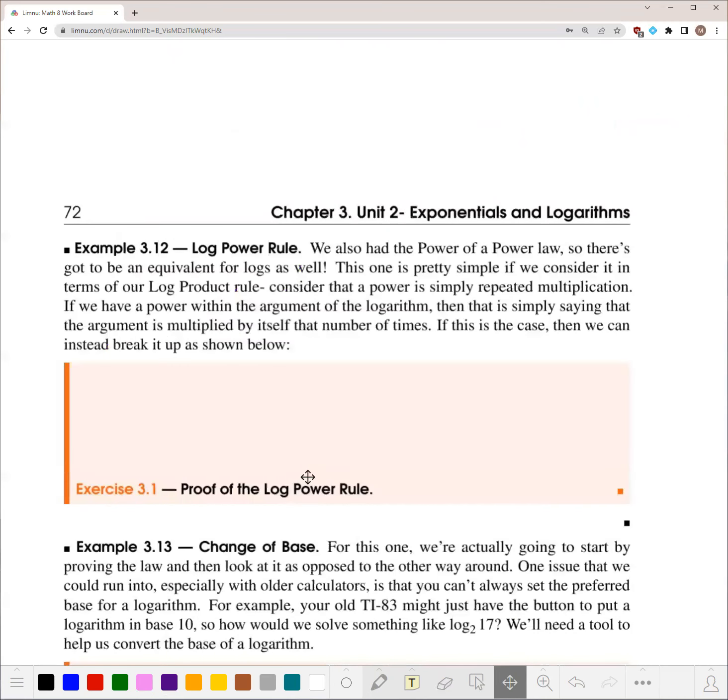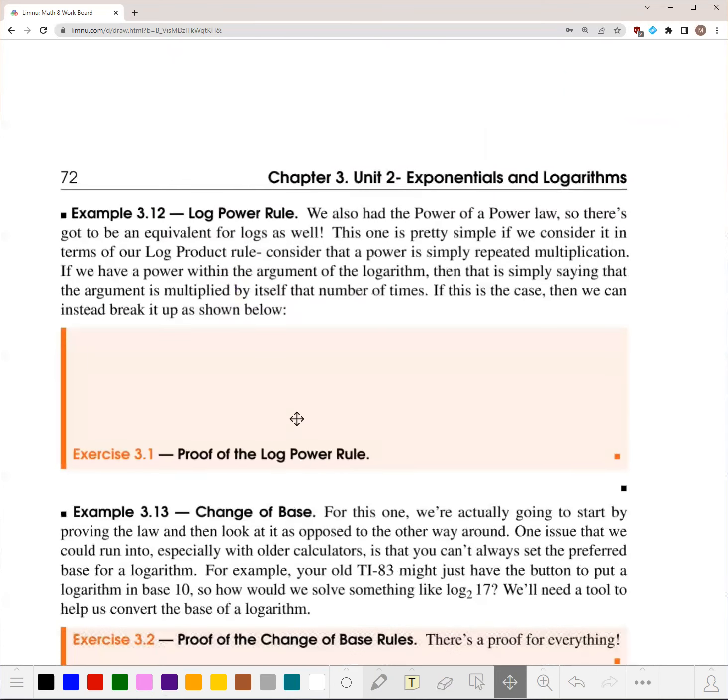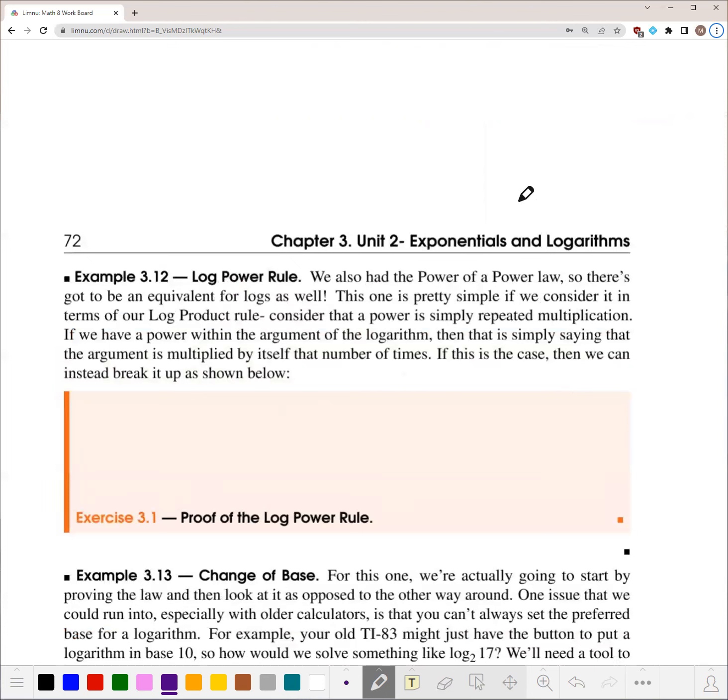The next thing that we're going to look at is the log power rule. So we knew that there's a power of a power. We could say that x to the power of a, to the power of b, is equal to x to the power of ab. Something very similar happens here. I don't know why this is down below. It should be up here. Either way, if I've got this law here, what I want to do is think about how that relationship happens.